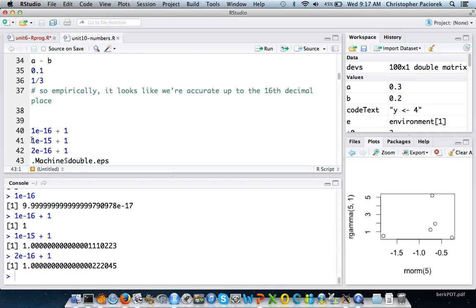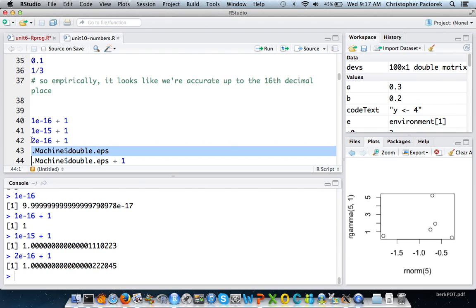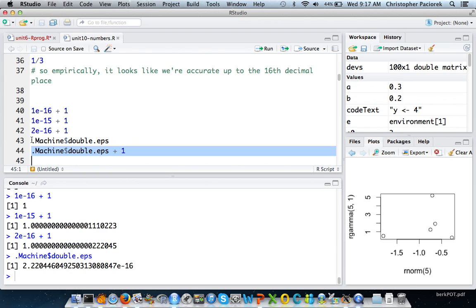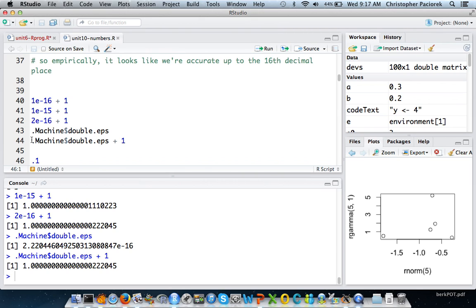So I mentioned the dot machine, this sort of special, hidden object in R that represents a lot of these concepts. And if we look at double dot eps, that is R's name for this concept of machine epsilon. And if we ask what that is, it says indeed that's 2.22 times 10 to the minus 16. So essentially what we were getting by doing a sort of grid search to try and figure out what that number would be. And let's see what happens if I try and add 1 to machine epsilon. Okay, so that seems like it worked. So it seems like this is more or less on target, that I have an idea of what this value is.